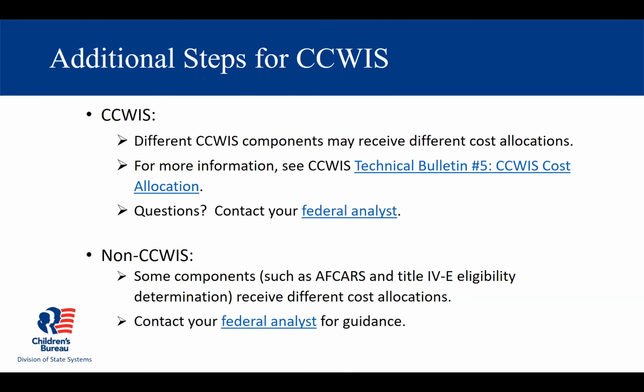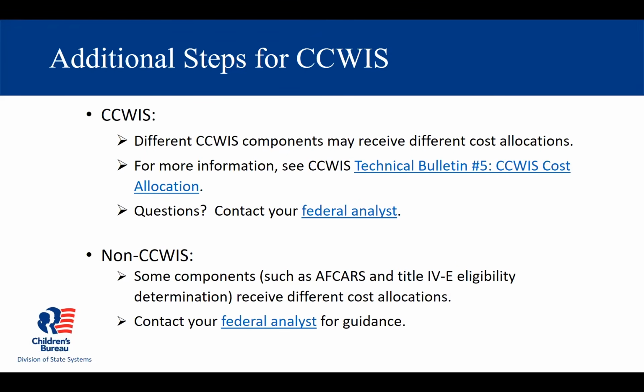For the additional steps, I'm just going to hit this at a very high level. If your state has a CCWIS project, you're going to want to follow the guidance for any of the child welfare functions that you will find in Technical Bulletin number 5, which is CCWIS cost allocation. We also recommend that you speak to your federal analyst to make sure that you're applying these principles correctly for your specific state circumstances.